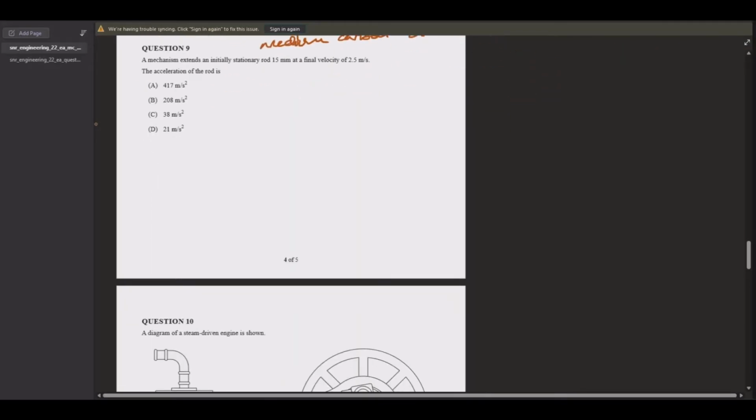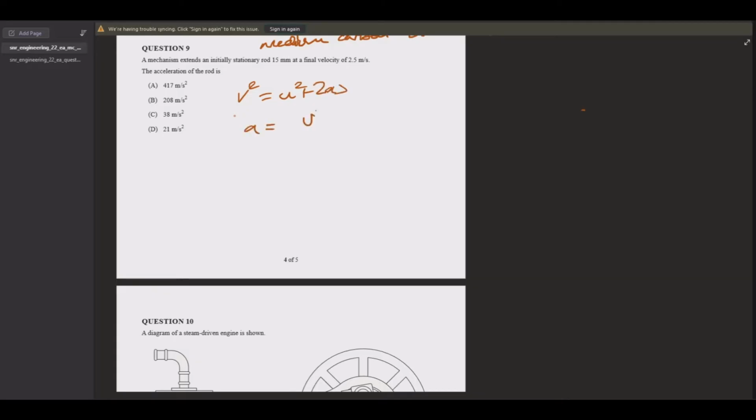Alright. So this is just a SUVAT question. So let's use this formula, although we don't know t. Let me go find another formula without t. Oh, here we go. V squared equals u squared plus 2as. So let's just rearrange for acceleration: v squared minus u squared over 2s.